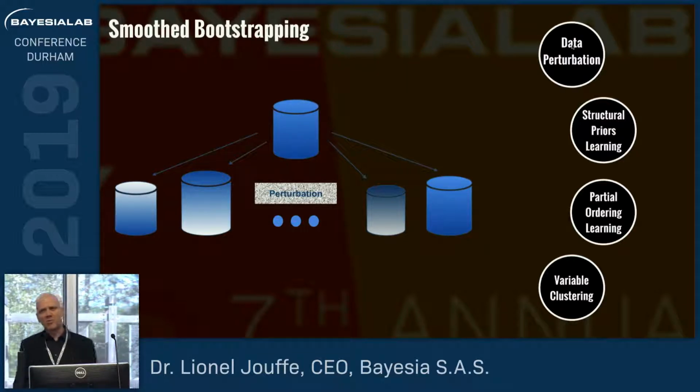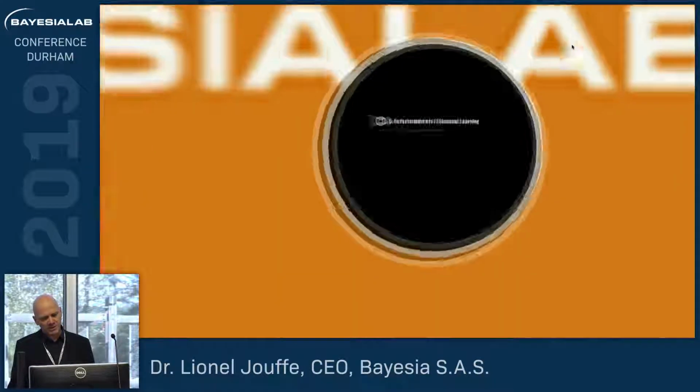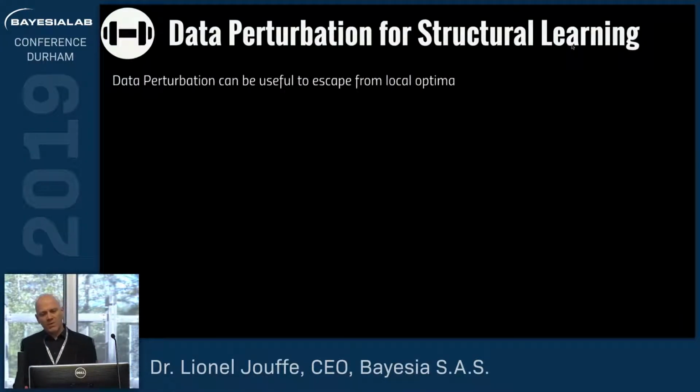So bootstrap is not recommended for Bayesian networks because it can be good from a statistical point of view for estimating one parameter, but for the structure, there is a huge bias because you are replicating the relationship between all the nodes. So there is a danger here. But with a smooth bootstrap, we are reducing this problem. And I'm going to start with data perturbation that we use for structural learning.